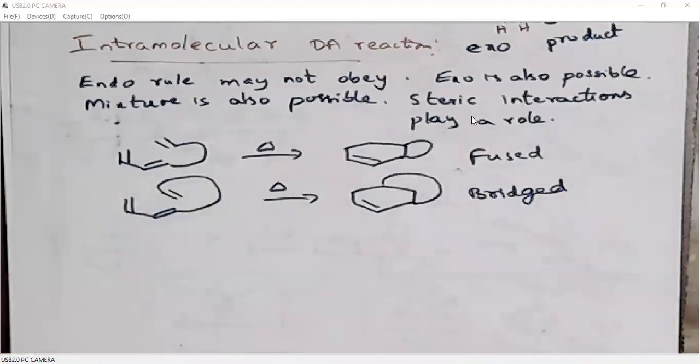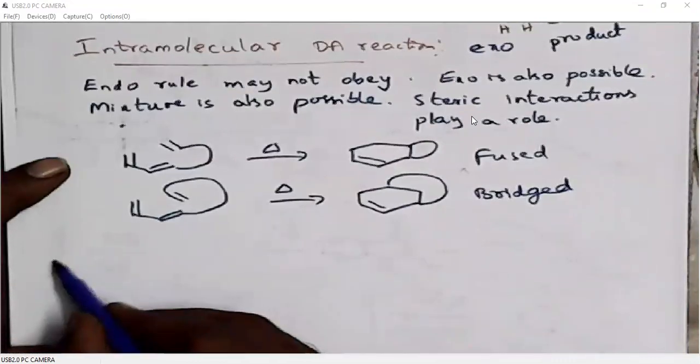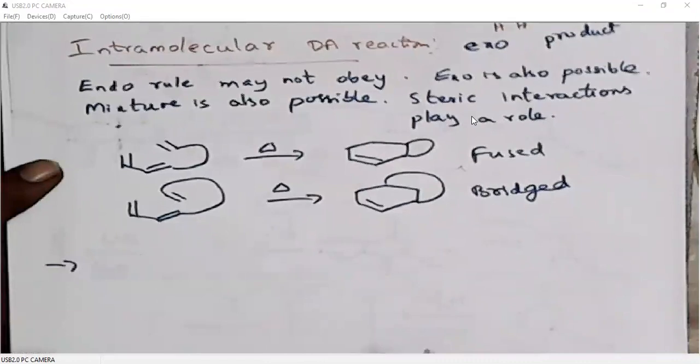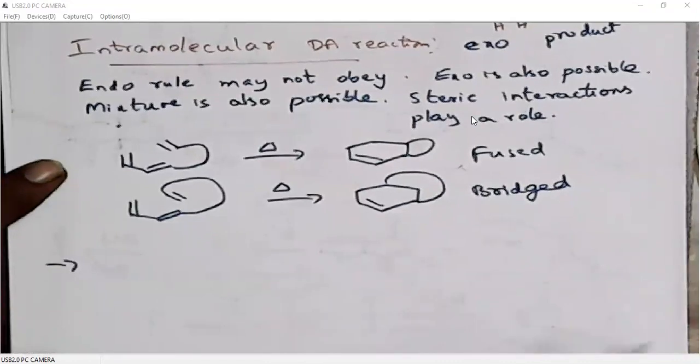Then the stereochemistry of the products is case sensitive. That means we need to examine each and every example. It's not a general rule like the endo rule we explained earlier. So here it may follow the endo rule, it may not. Even steric crowding, if present, will also decide the product. So when we discuss intramolecular Diels-Alder reactions, it is purely case sensitive. We need to explain the stereochemistry based on each example. Okay, there is no general rule.